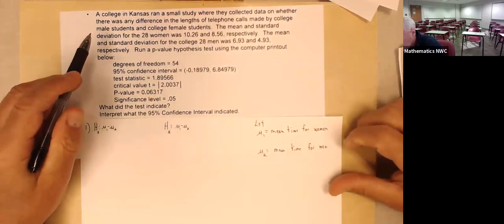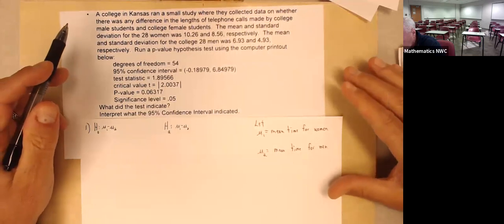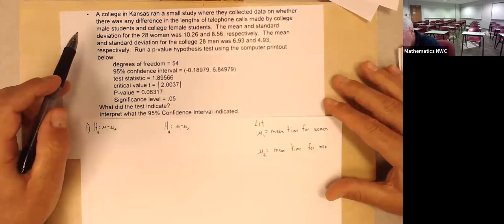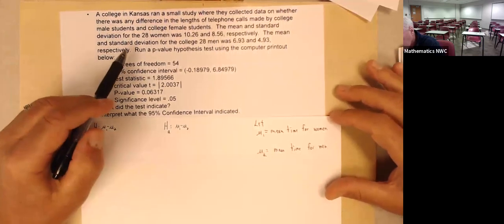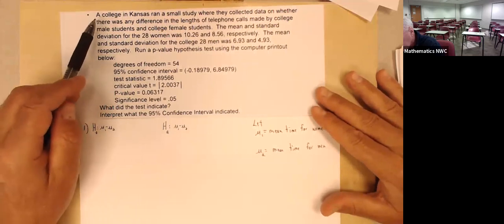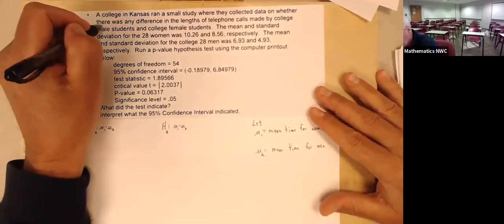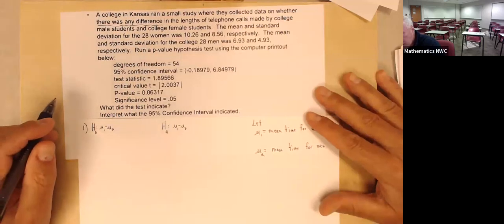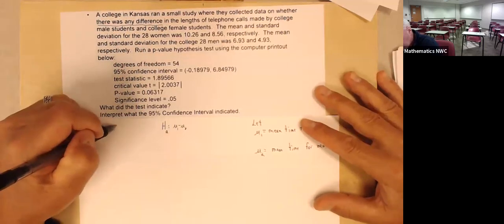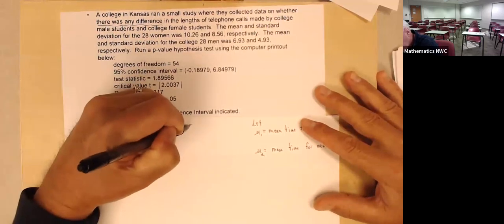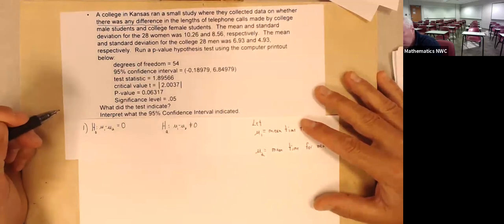It doesn't say is one 3 minutes more than the other, it just says, is there a difference? Let me double check that once. Okay, it says, was there any difference up here? That is screaming at me a two-tailed test. Remember, in a two-tailed test, the null is always equal, the alternative is unequal.